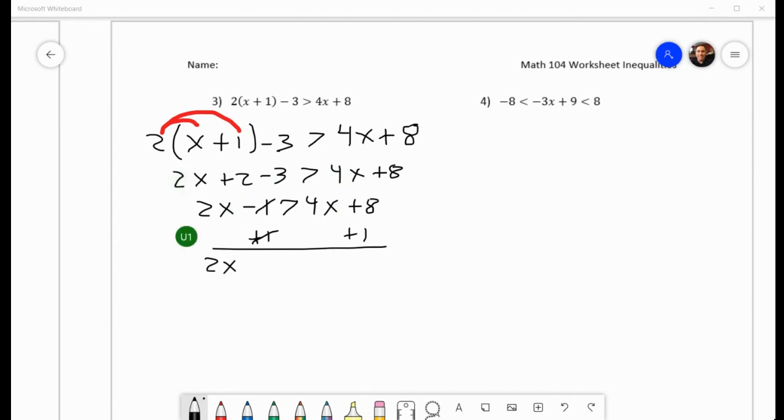We have 2 times x greater than 4x plus 9. Okay, and again, we want x all alone. So now I'm going to subtract 4x from both sides. So what I'm going to do now is subtract 4 times x from both sides.